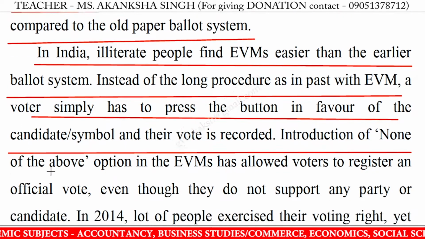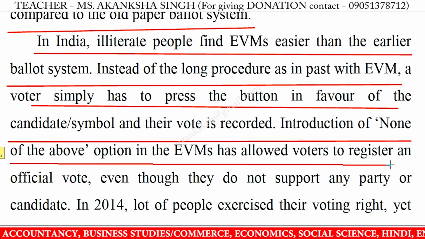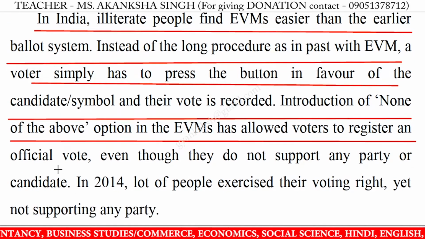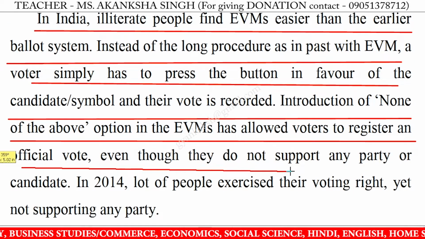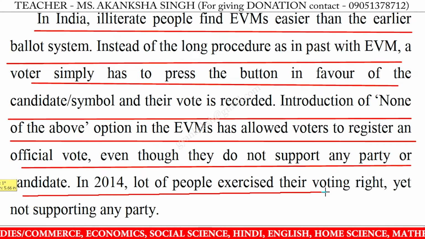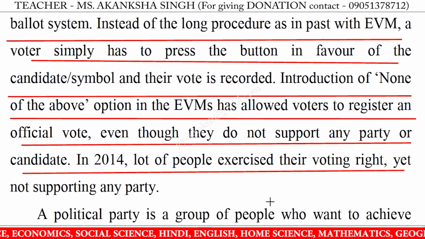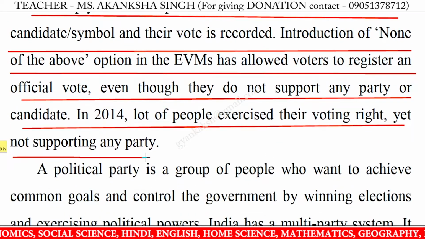The introduction of the None of the Above option in the EVMs has allowed voters to register an official vote even though they do not support any party or candidate. In 2014, a lot of people exercised their voting right, yet not supporting any party.